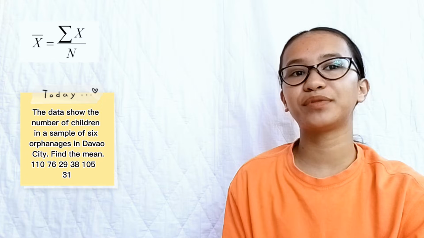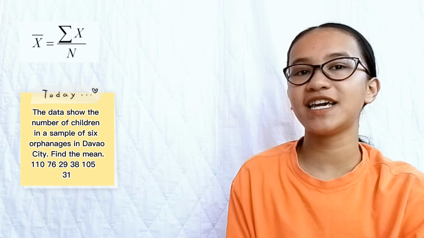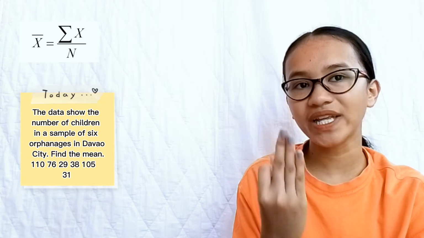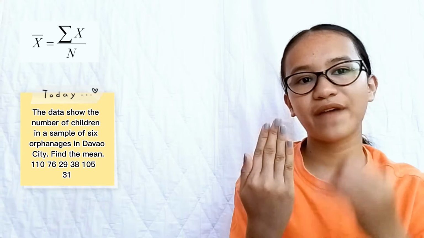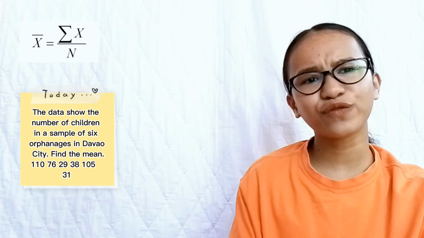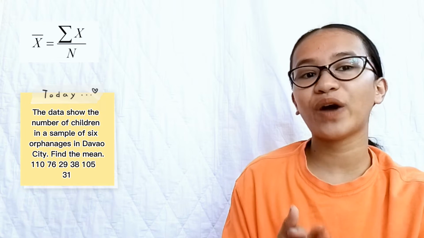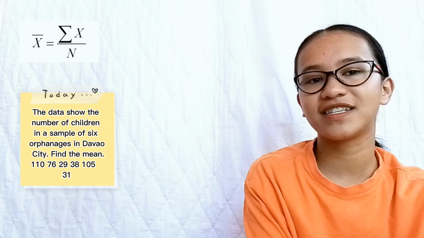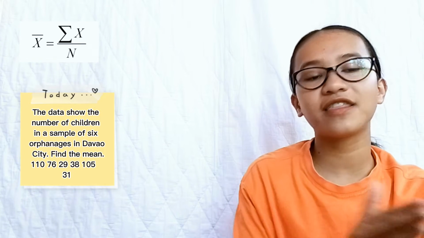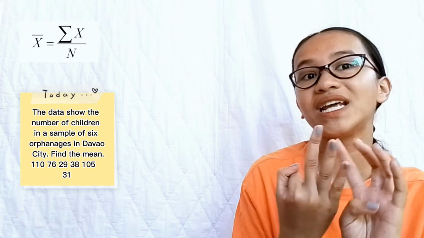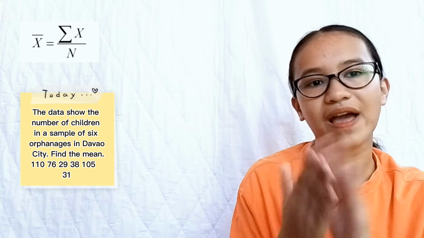For example, the data show the number of children in a sample of 6 orphanages in Davao City, and those number of children are 110, 76, 29, 38, 105, and 31. So our task here is to find the mean. How to find the mean? First, you have to identify the number of children in a sample within those 6 orphanages. And those numbers are the earlier mentioned numbers, which are 110, 76, 29, 38, 105, and 31.